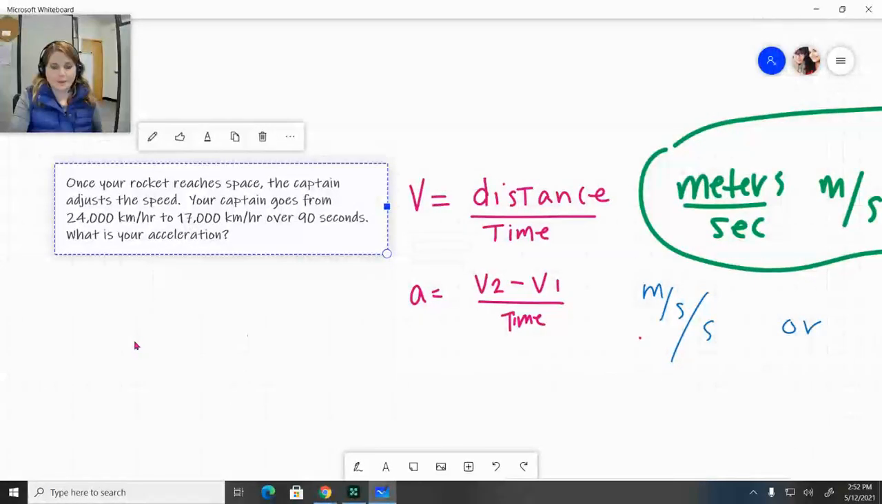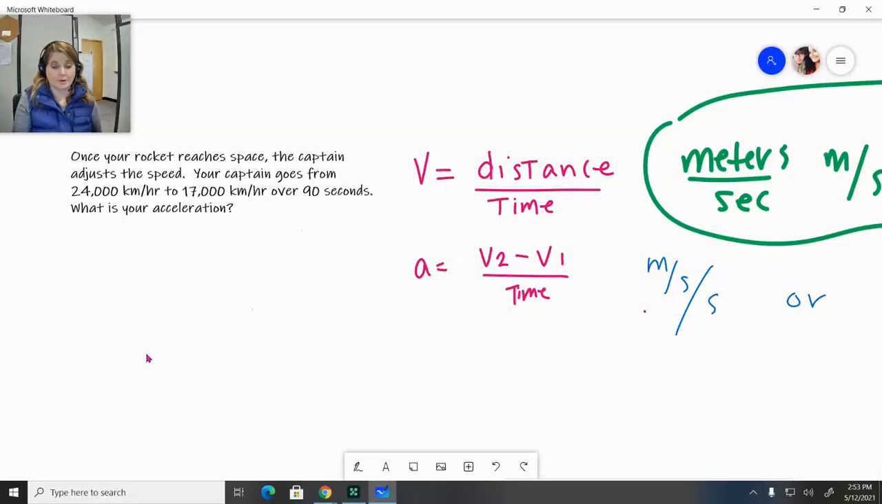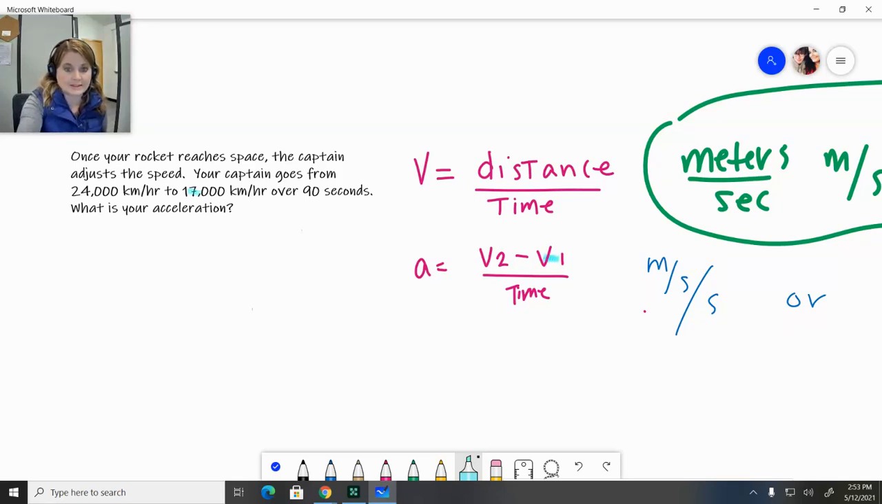All right, so once your rocket reaches space, the captain goes from 24,000 kilometers per hour to 17,000 kilometers per hour over 90 seconds. Right? So let's look at our different units here again of velocity. These are both velocity units. So we started off with our first one, V1, is 17,000, right? And V2 is this 24,000.